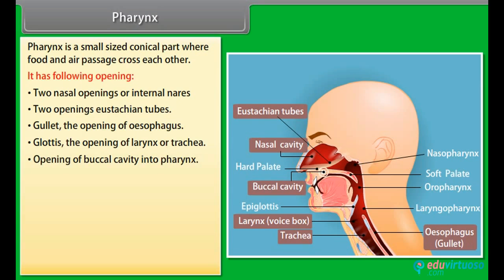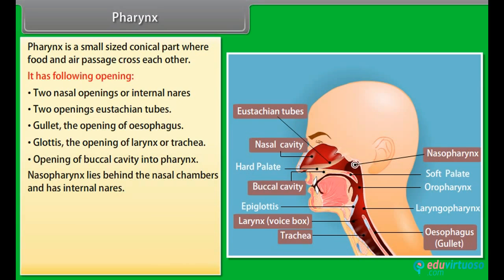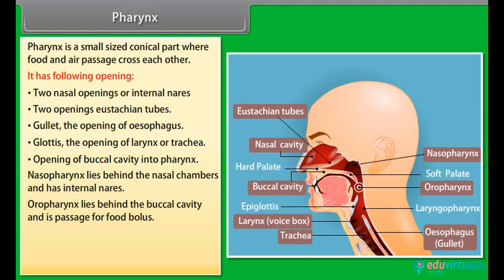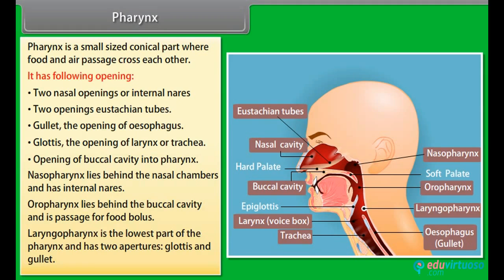Opening of the buccal cavity into the pharynx. Nasopharynx lies behind the nasal chambers and has the internal nares. Oropharynx lies behind the buccal cavity and is the passage for the food bolus. Laryngopharynx is the lowest part of the pharynx and has two apertures, the glottis and the gullet.